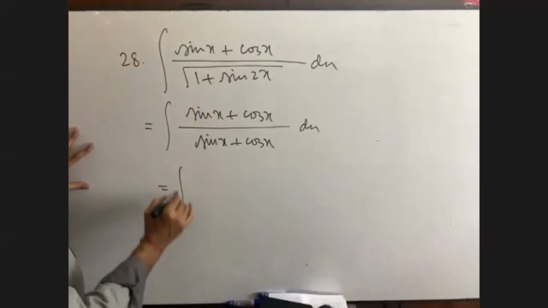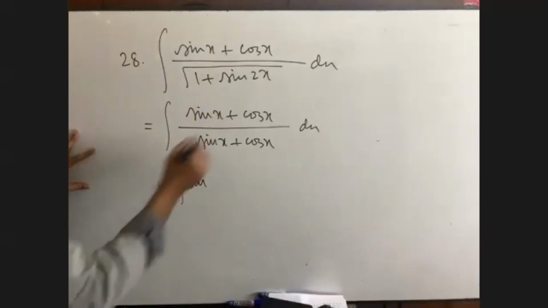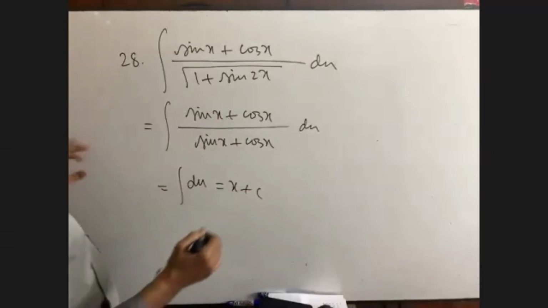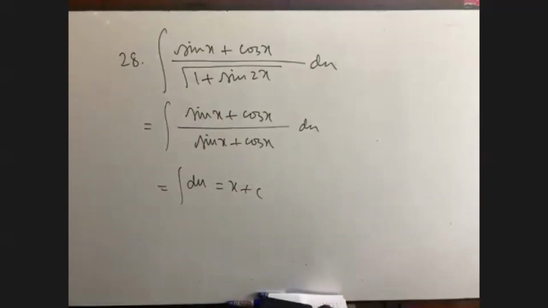So we are getting here only dx. This will be omitted. 1 dx, that is only x. Is it clear to all? Yes, sir.